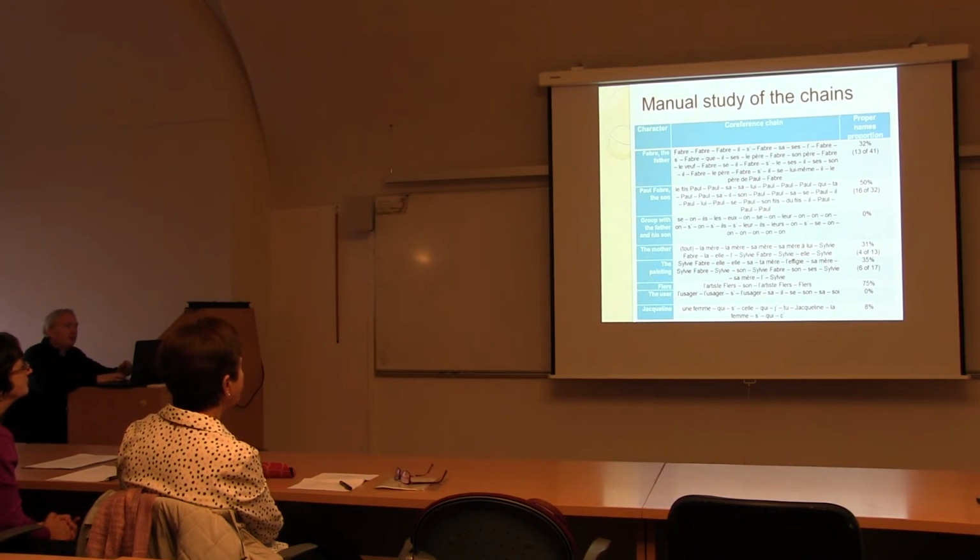If we do a manual study of the chains, we can reach Excel files like this one, with one line per character. So we find again the father, the mother, the son, and the group with the father and the son, and all the members of the chains. And then with that, we can have a first set of statistics, like the proportion of names, for instance, but there are a lot of others that are possible.